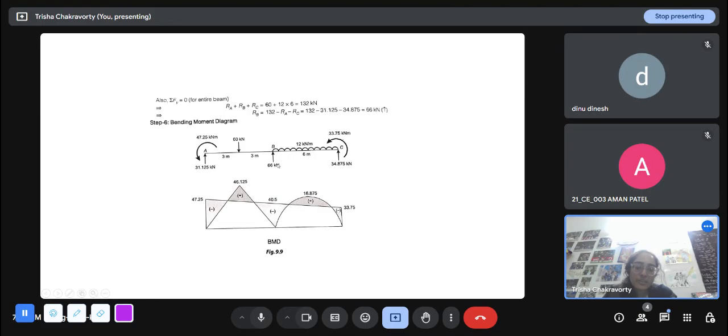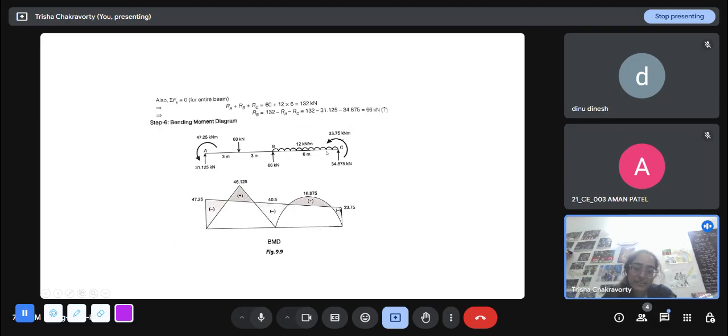There is a moment. For my roller support, there is a vertical reaction. From this fixed end also, there is a vertical reaction and a moment. And I have two applied load conditions: one point load and one UDL. What I do is I just superimpose two bending moment diagrams.